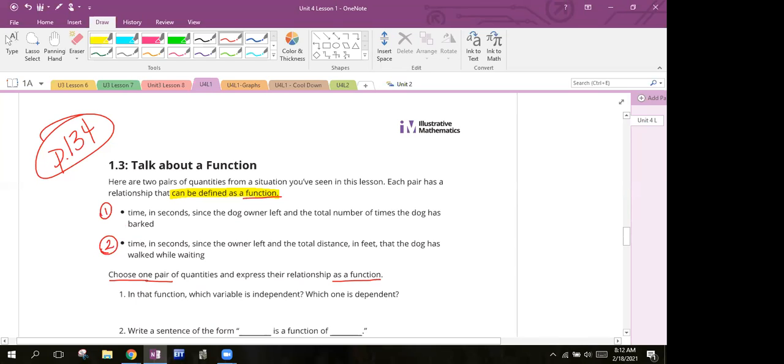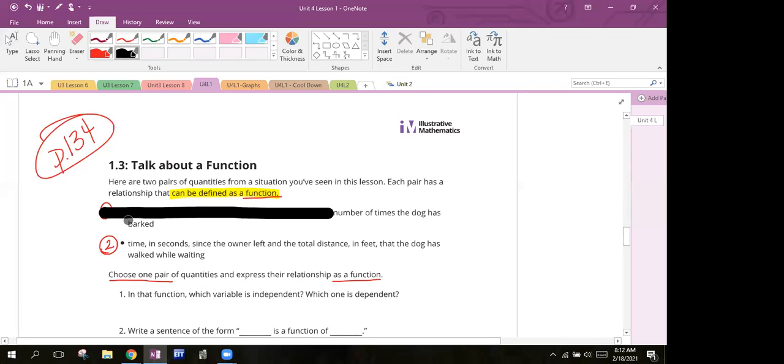So real quickly, someone send me something in the chat and tell me which one we want to do. All right, first one I saw was 2. So that's the one we're going to do. So you can take your pencil and you can just mark off this first one. Okay, we're not going to do that.